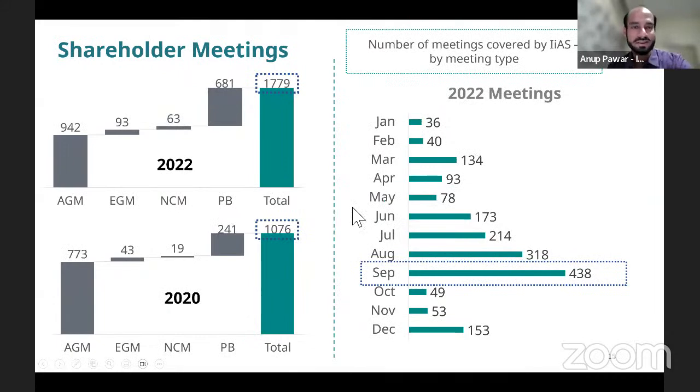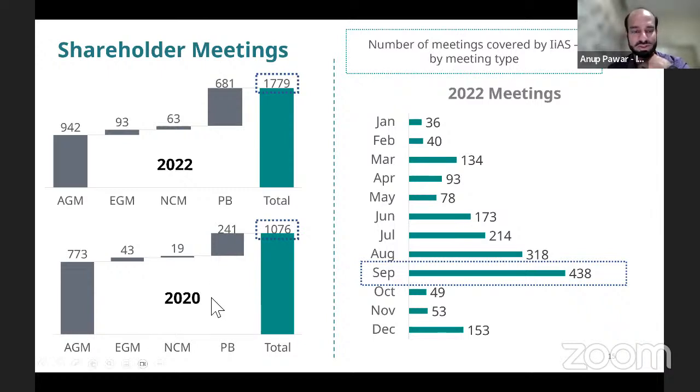So here, this is interesting. I'm just giving you some statistics across 2020 and 2022. And this is all the shareholder meetings that IiAS has covered. And we cover around 1,000-odd companies. So this is probably indicative of what is happening in the Indian listed capital market.